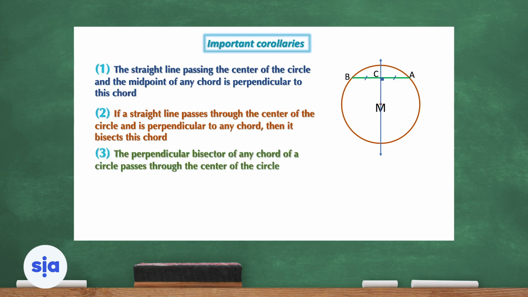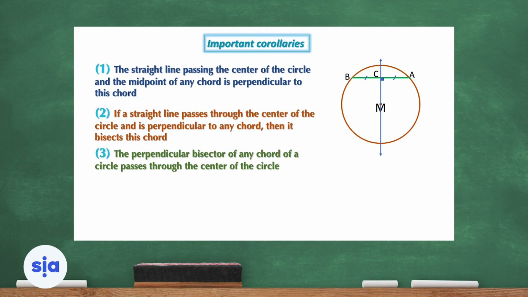The perpendicular bisector of any chord of a circle automatically passes through the center of the circle. So if you have any perpendicular bisector to a chord, this means that any line that is perpendicular to a chord and at the same time bisects this chord, bisects meaning cuts this chord into two equal parts, meaning it passes through the midpoint of this chord, then automatically this line passes through the center. Let us repeat them all quickly again.